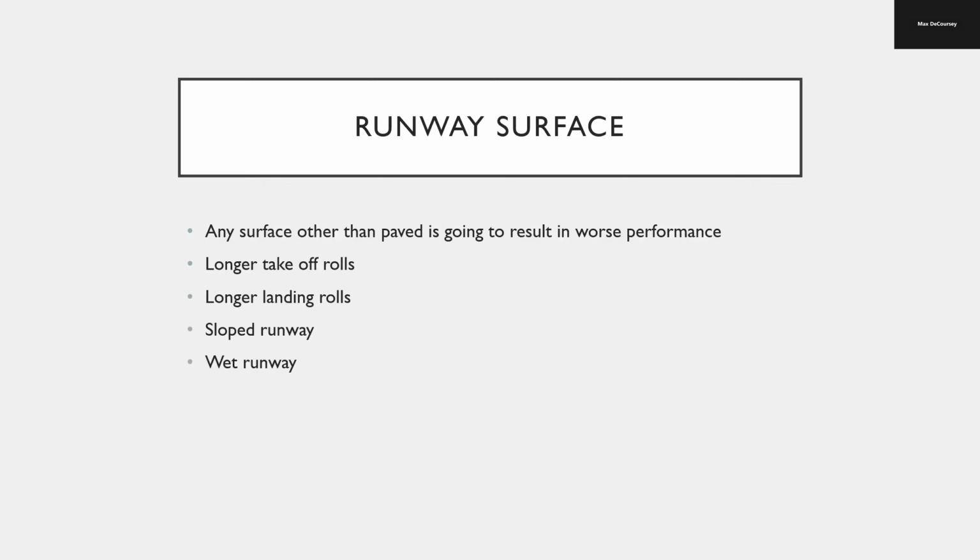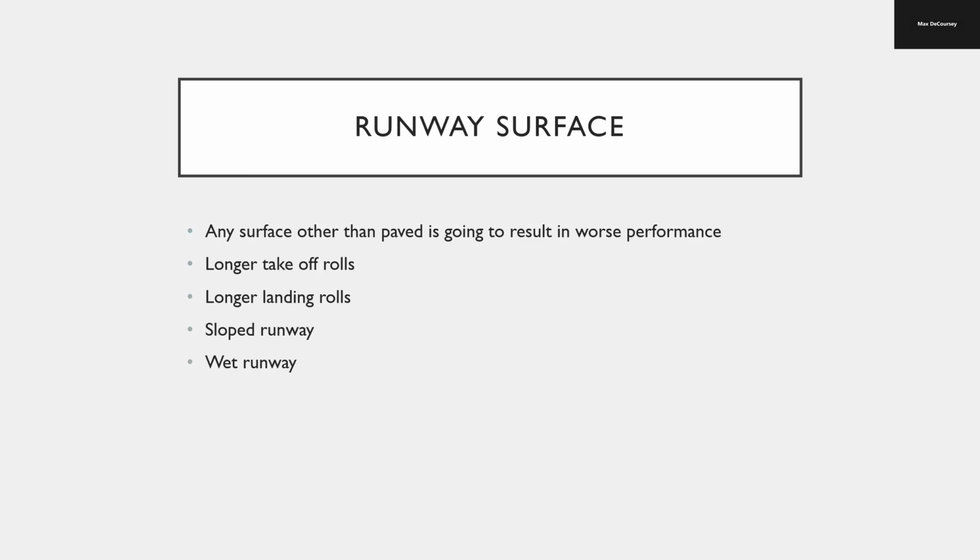Runway surface is going to impact our performance. Any surface other than paved is going to result in worse performance. It's going to give us longer takeoff rolls, longer landing rolls, because let's say you're taking off on grass, right? The airplane will have a tendency to sink into the ground because it's soft. Well, you're going to have to use more energy to overcome that sinking to start your takeoff roll, so you're going to have a longer takeoff roll.